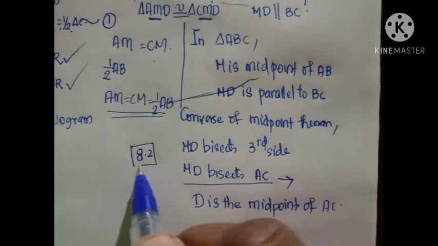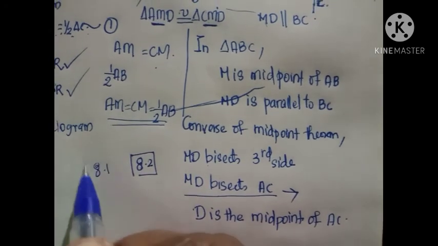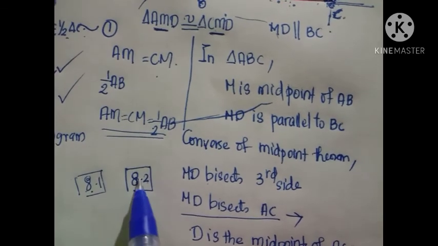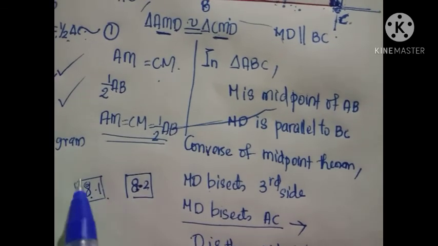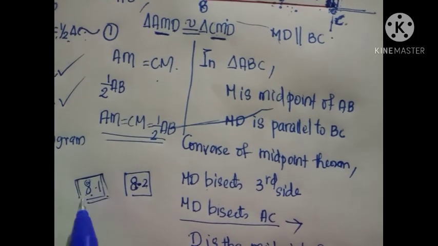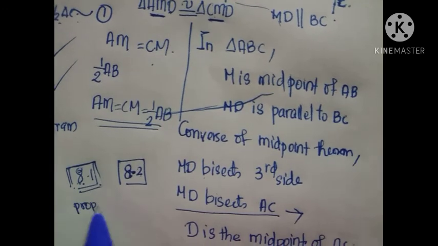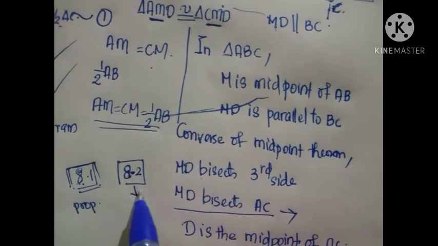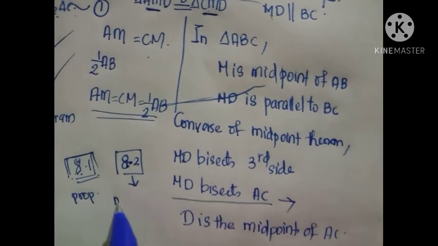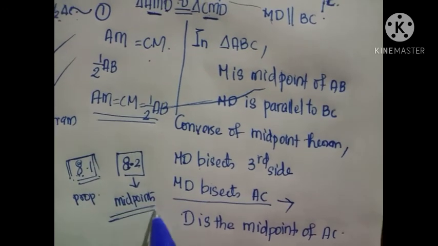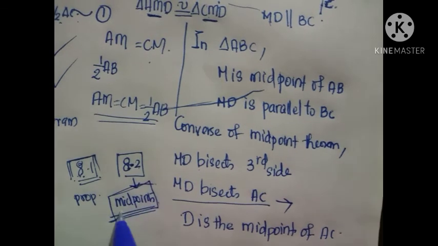So in the quadrilateral there are two exercises, 8.1 and 8.2. So we completed these two. So 8.1, all the questions were based on properties of parallelograms. And 8.2 questions are based on midpoint theorem as well as on converse of midpoint theorem. So listen, this midpoint theorem is very important. Write and study all the question answers.